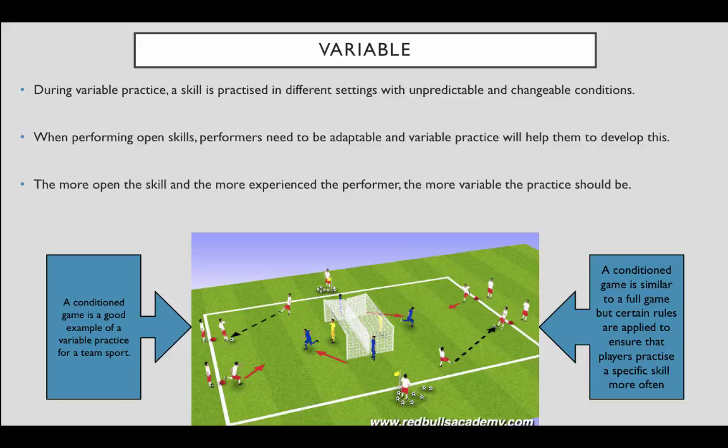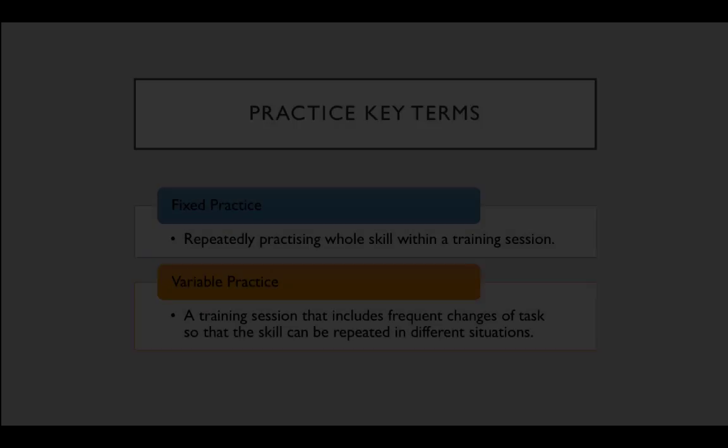A conditioned game is similar to a full game, but certain rules are applied to ensure that players practice a specific skill more often. For example, if you can see here, the goals are put back to back, and there's four different areas for them to shoot from. This is getting them to practice a specific skill more often. So for this example here, they're focusing more on shooting. With the two goals being back to back and four different lines, they get four times as many shots, four times as much practice.